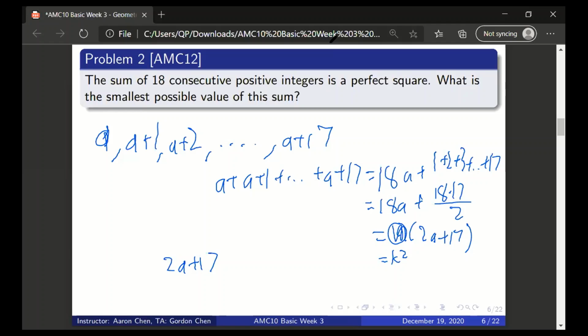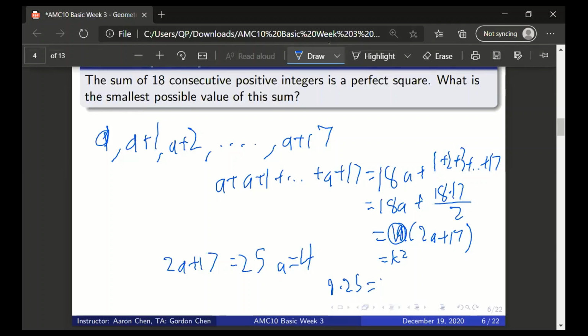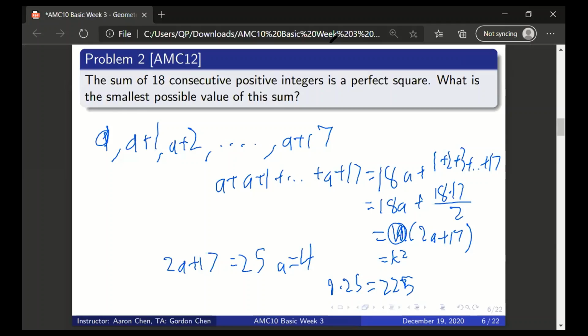And so a must be positive, so 2a plus 17 is greater than 17, and the smallest perfect square that's greater than 17 is 25. If you set 2a plus 17 equal to 25, you get a equals 4, which means that this sequence does work. And so the smallest possible value of the sum of the 18 consecutive positive integers is 9 times 25, which is 225. All right, so are there any questions?